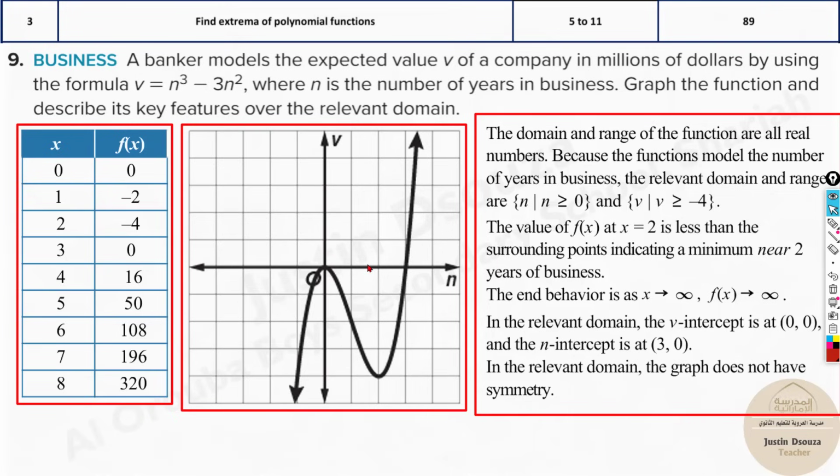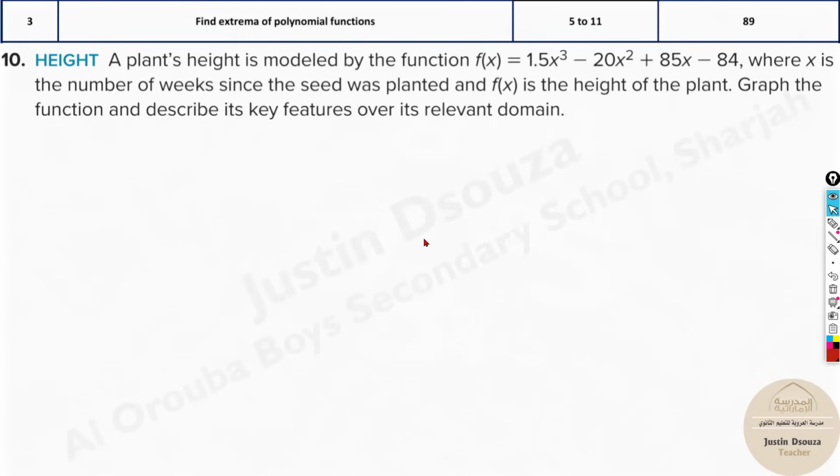You can see the end behavior over here as well if you want. Over here, end behavior is only as x tends to infinity, not the left side, only the right side. Even y is going to infinity, or f of x. And you can see the x-intercepts are at 2 points, 0, 0, and over here, that is 3, 0. There is a y-intercept at 0, 0 itself, and this is the graph details.